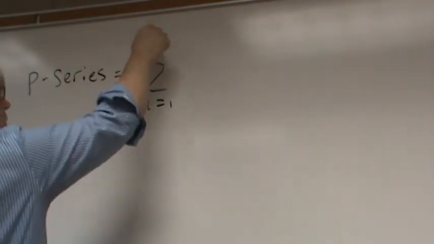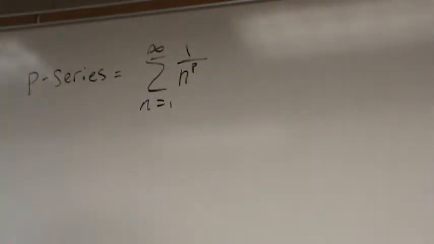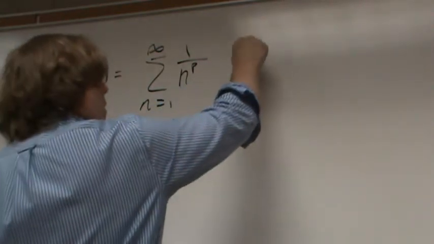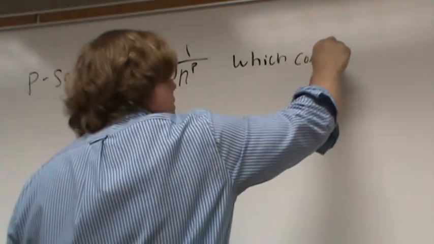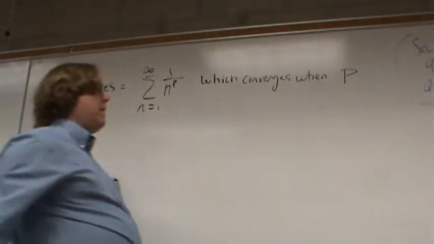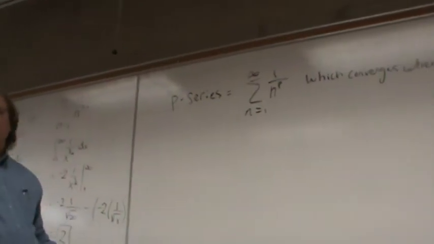A p-series is of this form: the sum as n goes from 1 to infinity of 1 over n to the p power. Don't leave yet, okay? That's a p-series which converges when, you tell me, what has to be true about p in order for that series to converge? Greater than 1. When p is 1, it diverges. Yeah, greater than 1.